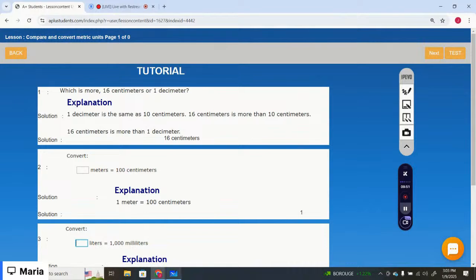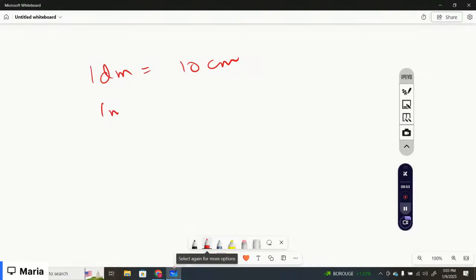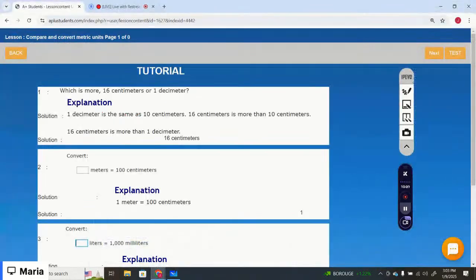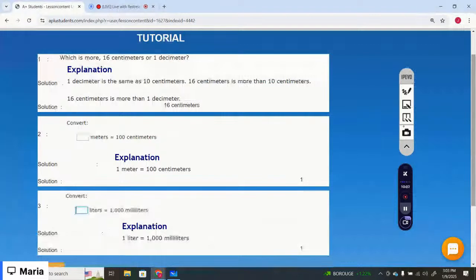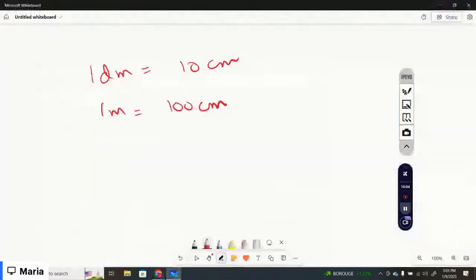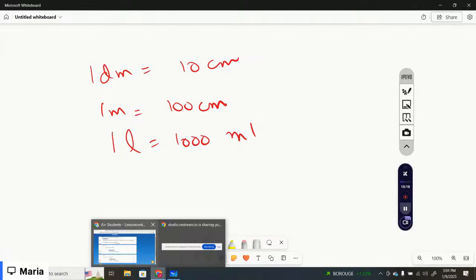1 meter equals 100 centimeter. And 1 liter equals 1000 milliliters, right? These are the basic units. Now let's just start with the test questions.